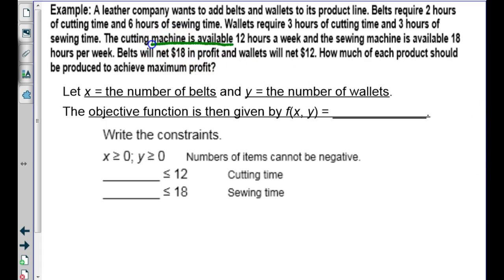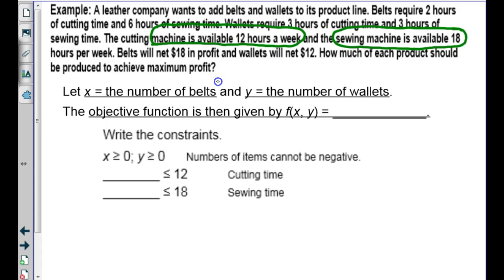This is where I start to go, okay, this is the most we can use that machine, right? So at some point, something's going to have to stay under 12. And the sewing machine is available 18 hours a week, so the sewing machine is going to have to stay under 18. Belts will net us $18 in profit and wallets $12 in profit. How much of each product should be produced to achieve maximum profit?